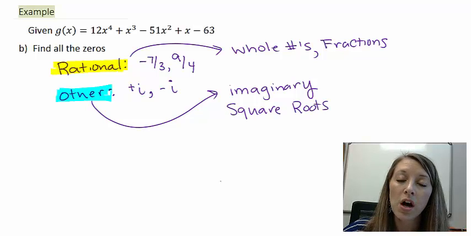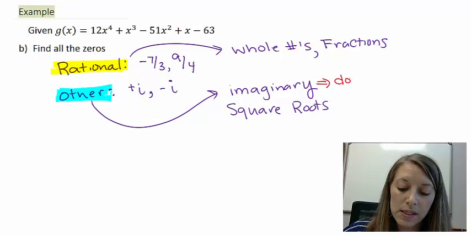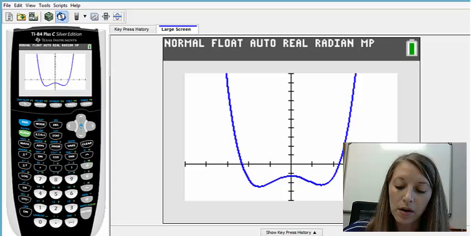Now you should know what these are by what the graph tells you. So if they are not shown up on the graph, then that means they're going to be imaginary if we don't see them on the graph. Like this example that we saw here. We know that we should be seeing 4 of them, but we only saw 2.